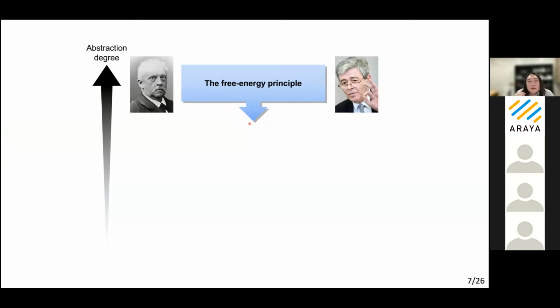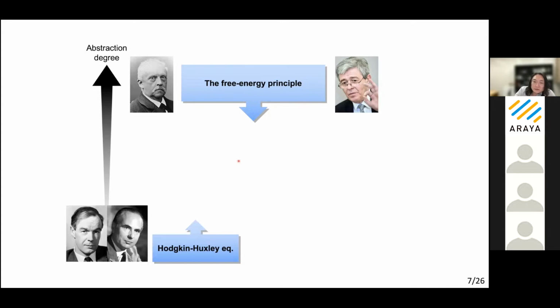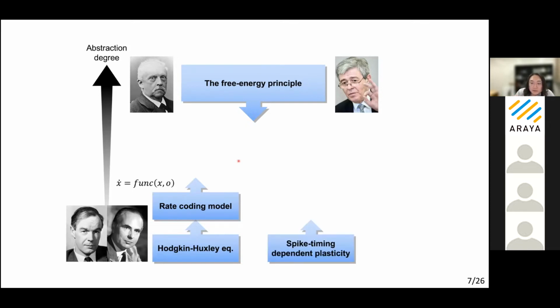On the other hand, there are many other theories about the brain that have a more concrete relationship to the neuronal substrate or physiological basis. For example, it is well known that the dynamics of a neuron can be expressed by the Hodgkin-Huxley equation, and it can be reduced to a rate coding model through some approximation. Also for synapses, we know that synaptic plasticity occurs depending on the timing of firing of the postsynaptic neuron and the presynaptic neuron, which is called spike timing dependent plasticity.